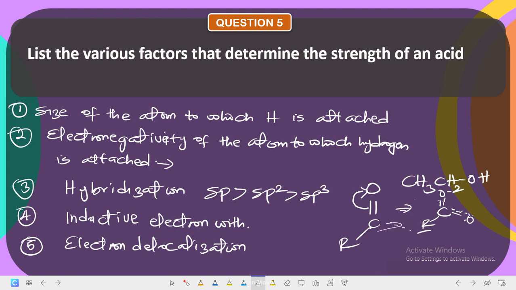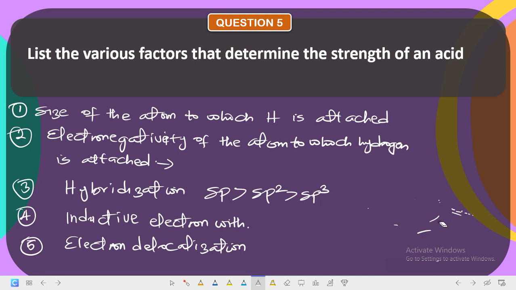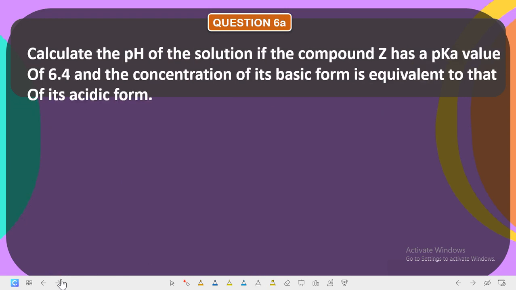So these are the 5 factors that affect the strength of an acid. As a recap, the factors that affect acidity are the size of the atom to which hydrogen is attached, the electronegativity of the atom to which hydrogen is attached, hybridization, inductive electron withdrawal, and then electron delocalization. Let's take a look at the next.